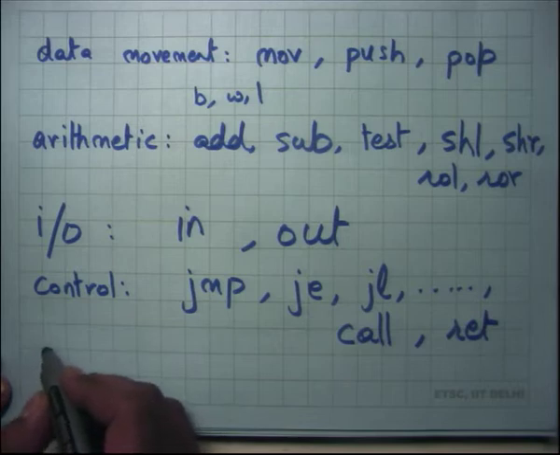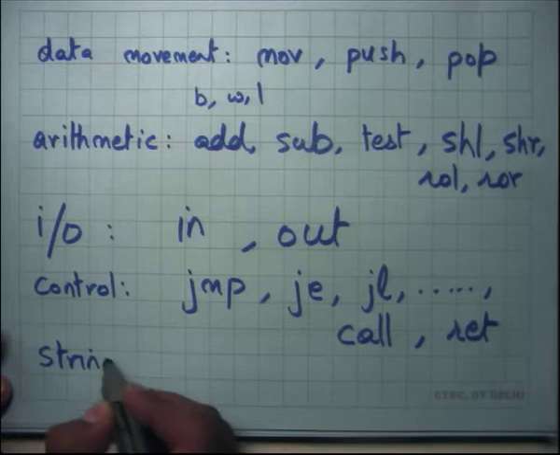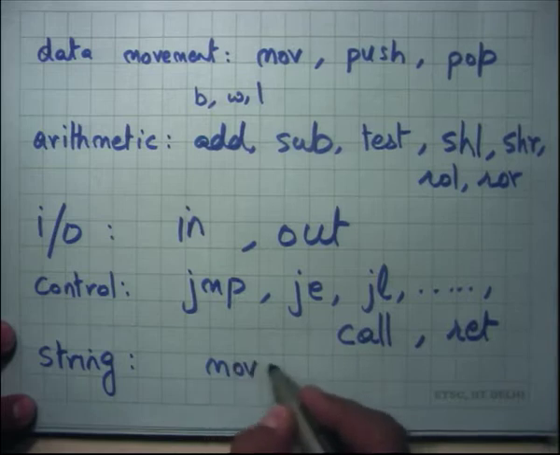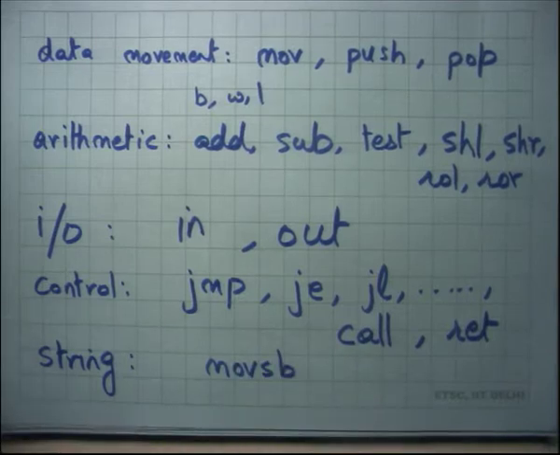Then there are some instructions which are called string instructions. String instructions are of this type: move SB, where SB stands for move a byte of a string. This instruction has default operands: it moves 1 byte of data from the memory pointed to by register ESI to the memory pointed to by EDI. So there's a special instruction that can do 2 memory accesses in one instruction. It will read a byte from the address in ESI and write a byte to the address in EDI.